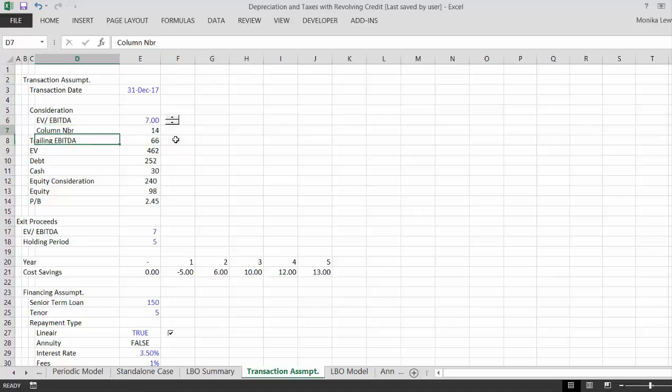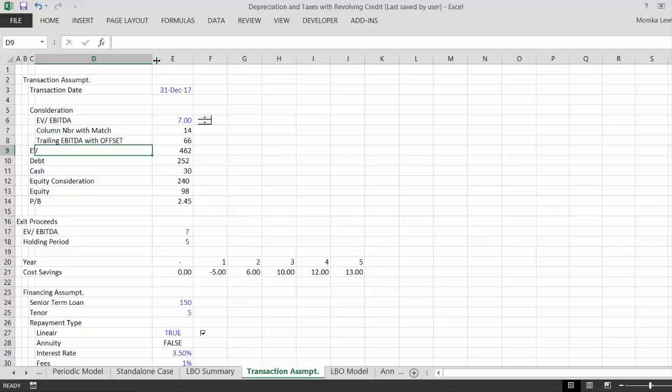Now the next thing we did was we found, from this transaction, we used the match function to find the column number, and then this was a pain, trailing EBITDA with offset. Now I have no idea. I wonder if we could use some kind of sum if, like James suggested. And then once we have the trailing EBITDA, then we have the enterprise value.